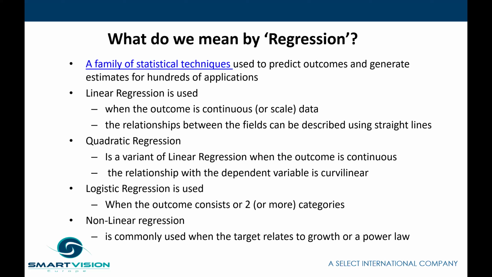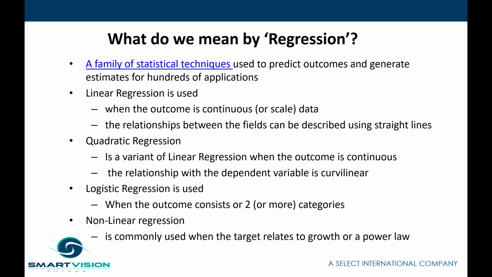Whereas quadratic is a variant of linear regression where the outcome is continuous, but the relationship is usually curvilinear in nature. We have a video that looks at this in more detail. It's freely available on our YouTube channel. And logistic as well. We have other videos on that if you wanted to take a deeper dive into that. In today's session, but this is usually used when the outcome consists of two and sometimes two or more categories, if you're using multinomial logistic.